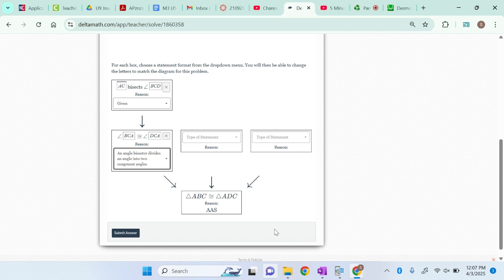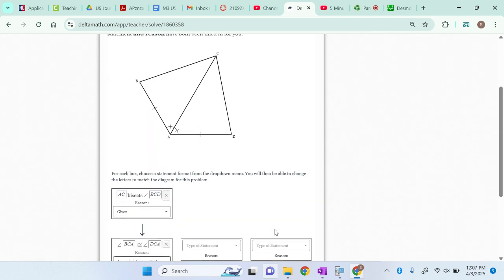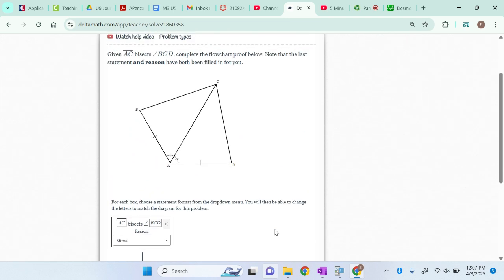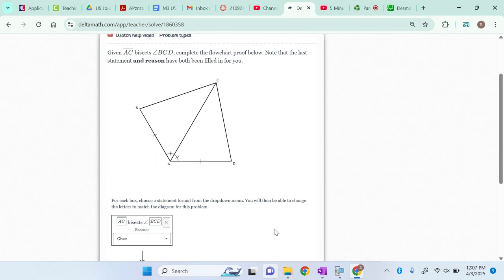Now, the last two reasons are easy because of what they already marked for us. So what's one thing that they already marked for us? They already had that side BA is congruent to DA. So if they already had it marked, what's the reason? Given. What else? What else did they mark?